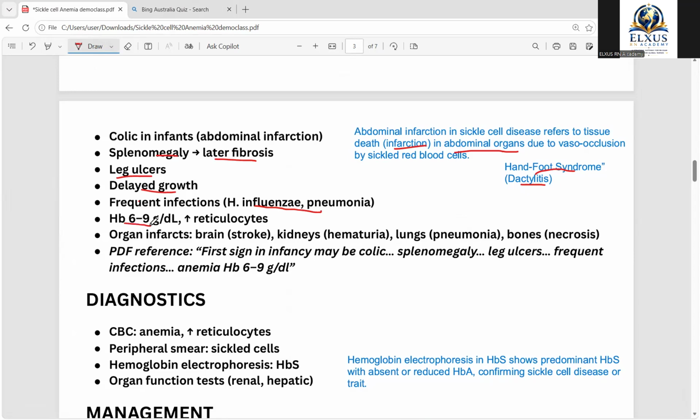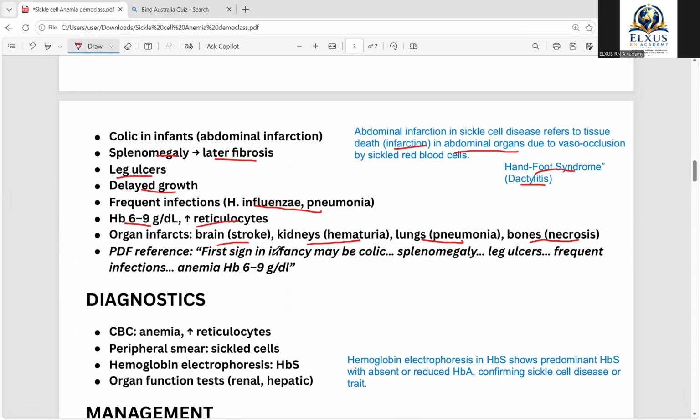So now when we do the lab test, we will get a hemoglobin level of 6 to 9 grams per deciliter and increased reticulocytes. The blood flow to the major organs is getting interrupted. It can affect the normal functioning of the brain and kidney. If the brain is affected, it can lead to stroke. If the kidney is affected, it can lead to kidney failure and hematuria. And if the lung is affected, what happened? Lung infection, mostly pneumonia, can occur. And in bone, osteomyelitis, the inflammation of the bone and bone marrow, can lead to necrosis.